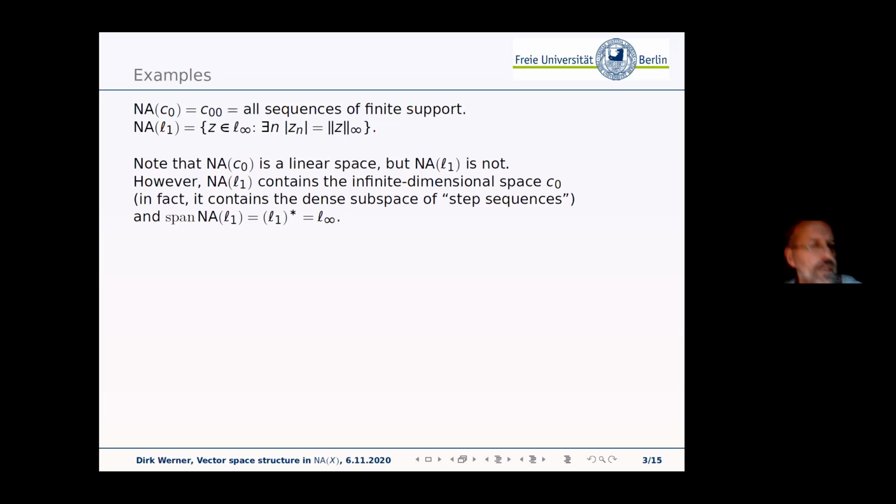For future reference, let's note that the span of the norm attaining functionals on little l1 will be the whole dual. We will consider this condition later again.